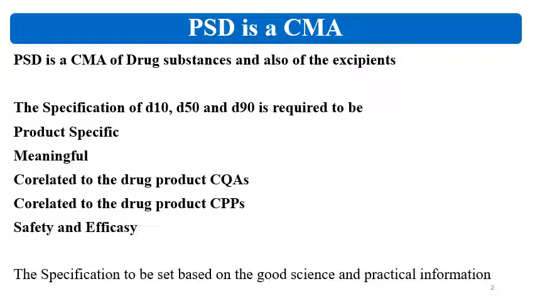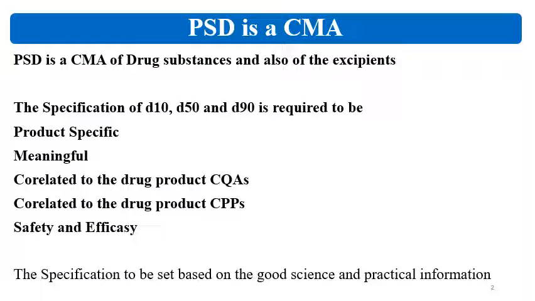D10 means 10% of the particles are smaller than the D10 limit. D50 is the average or median particle size. That means 50% of the particles are lesser than the specified limit, or you can say that 50% of the particles are above that specified limit or criteria. D90 means 90% of the particles are below the specified limit, and once again you will get the D10 that will be less than the D90 limit.